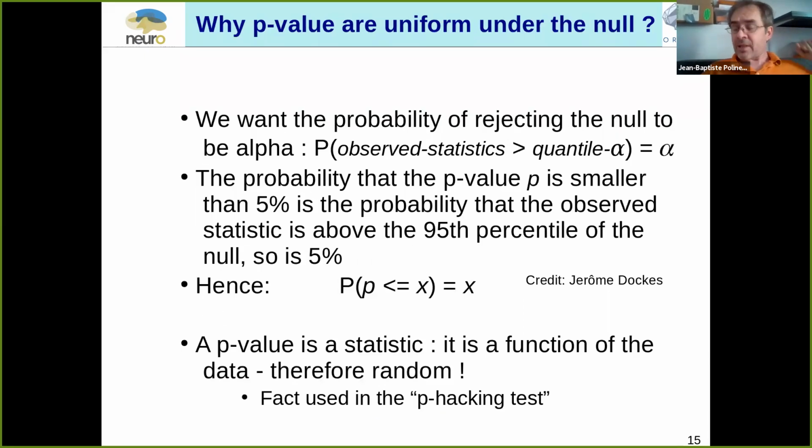So one thing that I just want to point out is that there's an interesting way of, and I'll talk soon about p-hacking, and probably some of you have already heard the term, there's an interesting way of determining if there is p-hacking in some field, for instance the field of neuroimaging. The way to determine it is actually using the fact that the p-value under the null is uniformly distributed.